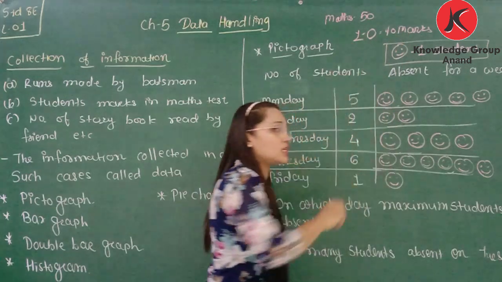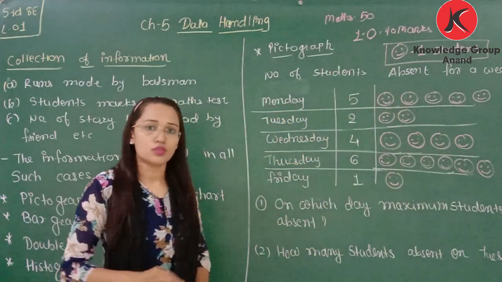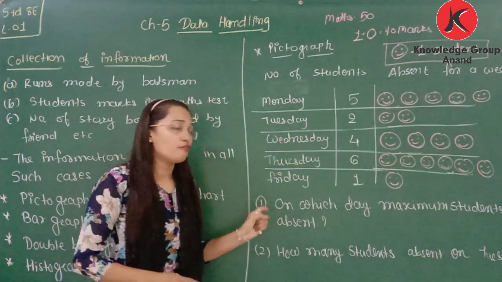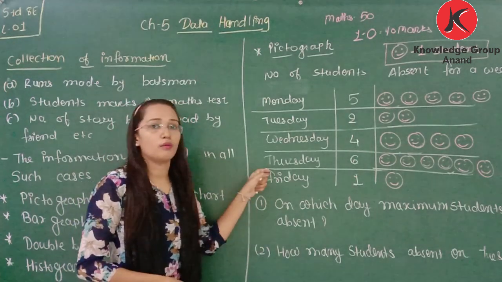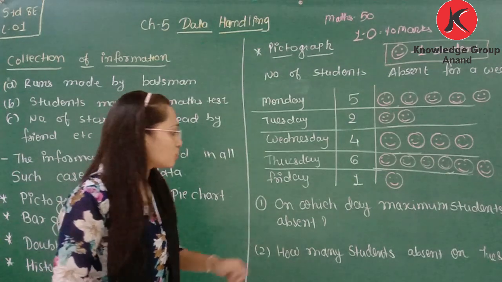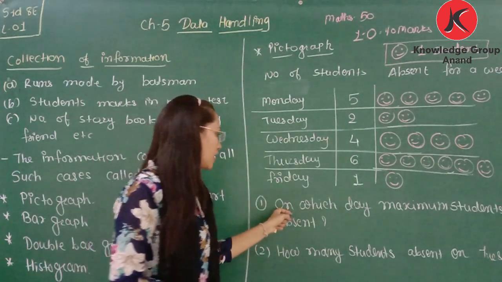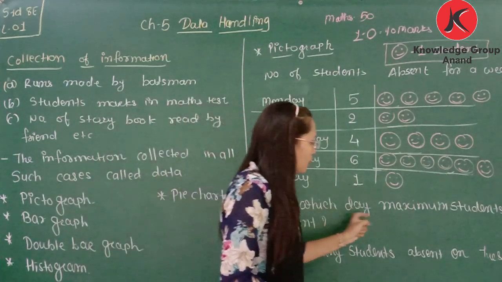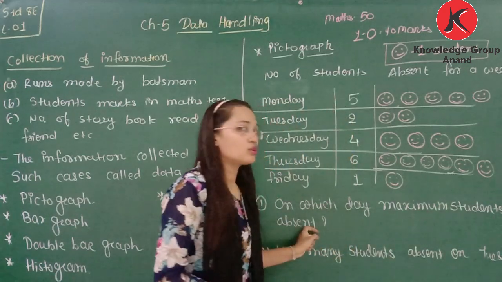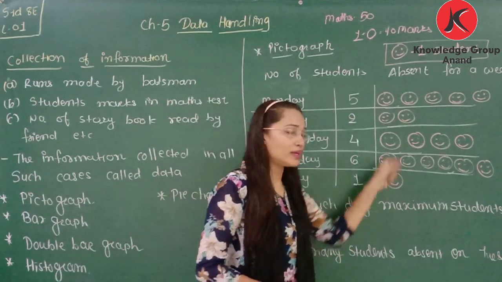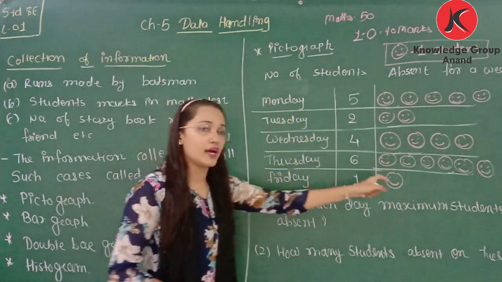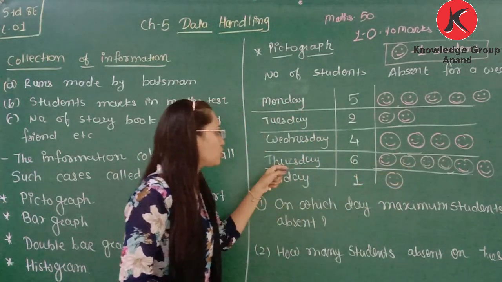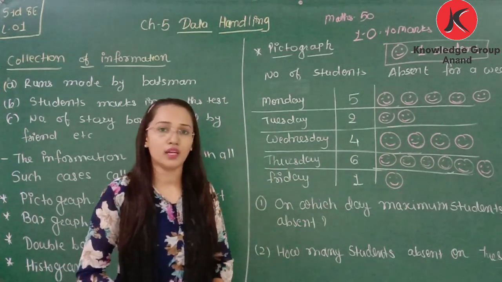Then for 50 marks we need to represent 5 circles. Clear? Now we also write answers to questions by observing the pictogram. So this kind of question can be asked: on which day maximum students were absent. For that you need to check this one. The number of smileys on Thursday is maximum. So we can write, on Thursday maximum students were absent.